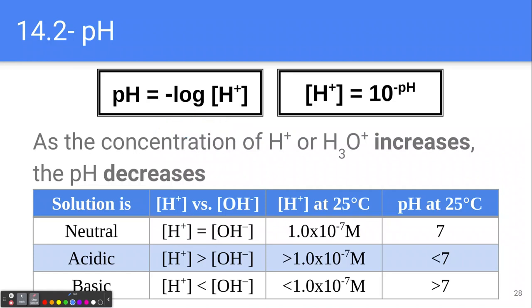So again, you're going to need the negative button, then the log, and then you can put your concentration in there. Now let's say we know the pH and we're trying to find the proton concentration. We can take 10 to the negative pH to find our proton concentration. So let's say that the pH was 6, so 10 to the negative 6 would be our proton concentration if the pH equals 6. Okay, so that's how you deal with that there.